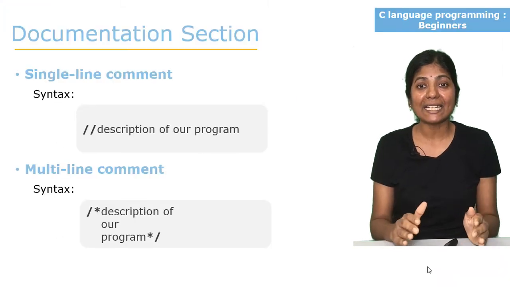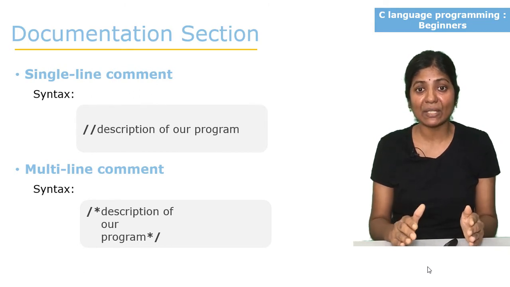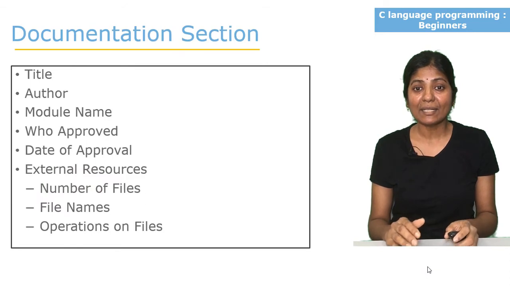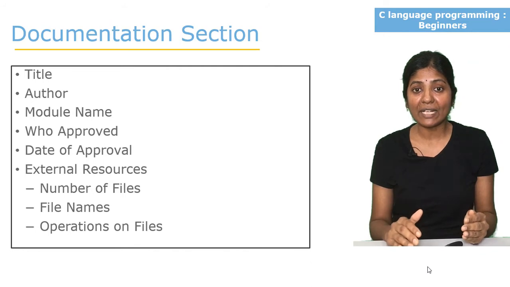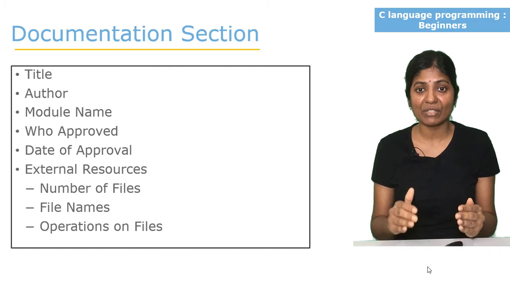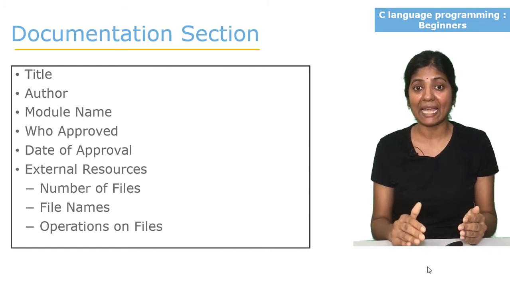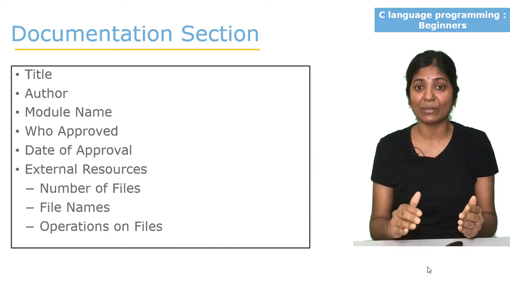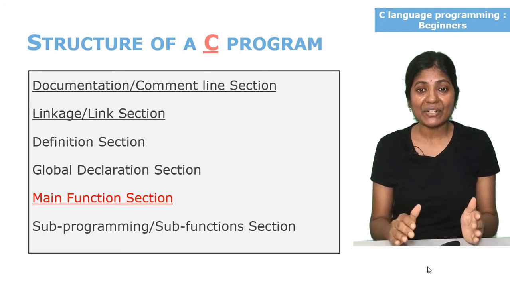We also learned that apart from the title and author of the program, we can also write some more additional information, which includes module name, who approved the module, date of approval, and if our program is using some other external resources, we should write their names, like the number of files, their names and the operations we are doing on those files. Now, we will learn about the main function section.